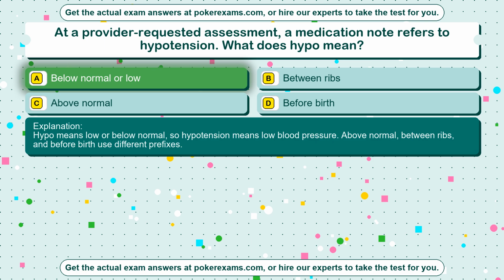Hypo means low or below normal, so hypotension means low blood pressure. Above normal, between ribs, and before birth use different prefixes.